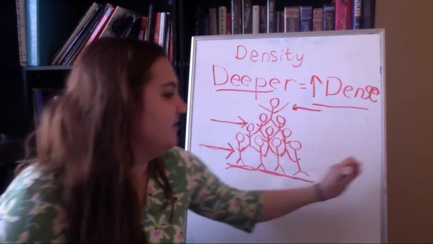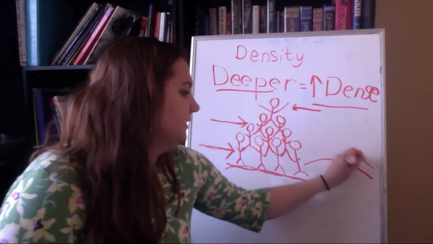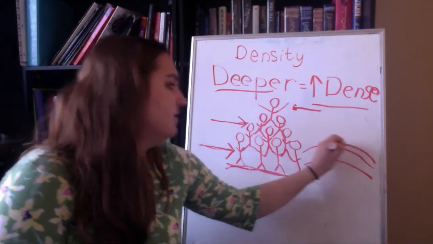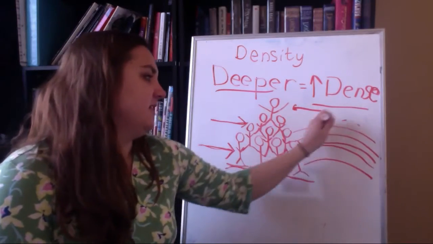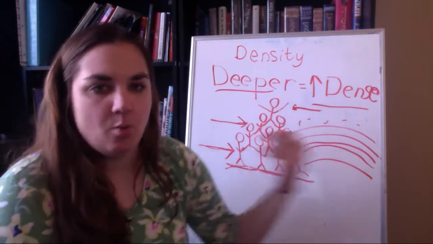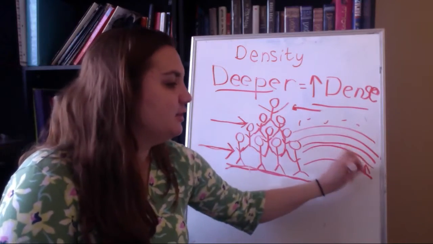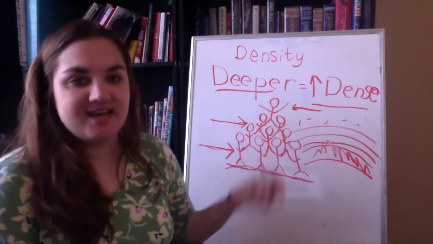If we think about the layers of the atmosphere, this is our troposphere, stratosphere, mesosphere, thermosphere, ionosphere, okay? Which one's the most dense? The troposphere. Why is that?